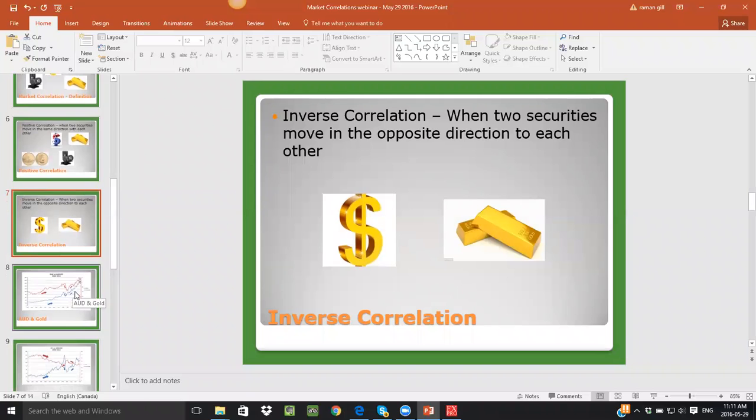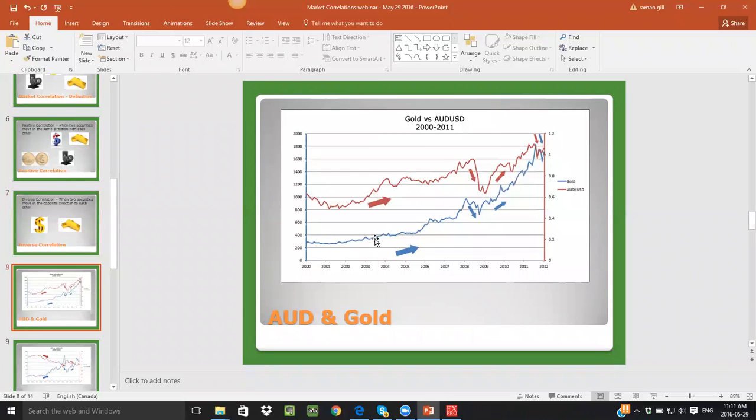So let's start off by taking a look at Australian dollar and gold. Like I mentioned before, gold and Australian dollar are both positively correlated. And what that means is that when gold goes up, Australian dollar goes up. So let's get into a bit more detail as to why that may be.